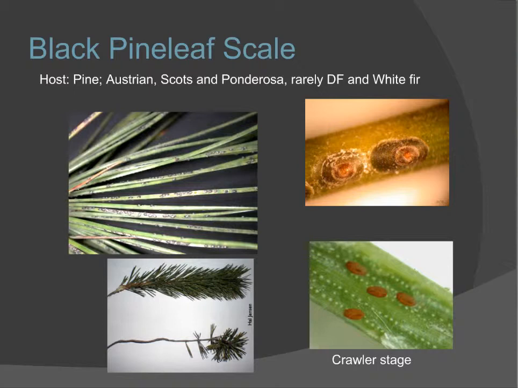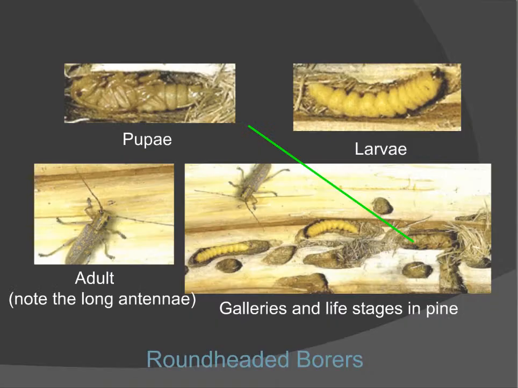Treatment is best at the crawler stage for most scale insects. This scale insect is different in that the timing for the crawler stage is in July and August, as opposed to April and May. So treatment is a little difficult for the crawler stage. Systemic treatment has often been the best way to go with scale insects.